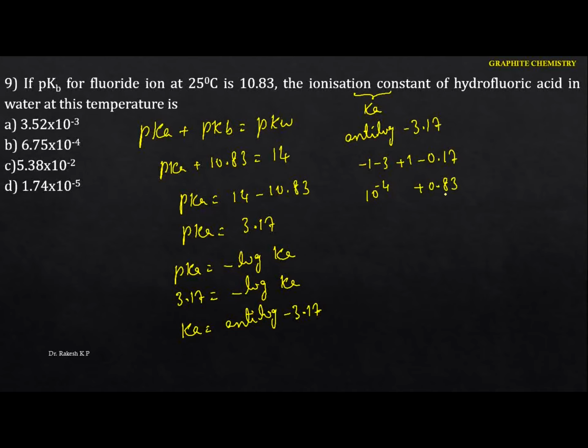Especially in the anti-log, just identify the first decimal. If it is 0.1, we use the value 1.26. This is the trick to identify the anti-log. If it is 0.2, we use 1.58. If it is 0.3, we use 2. This is for the first decimal. For the second decimal, for 0 to 2, we use 1.05.